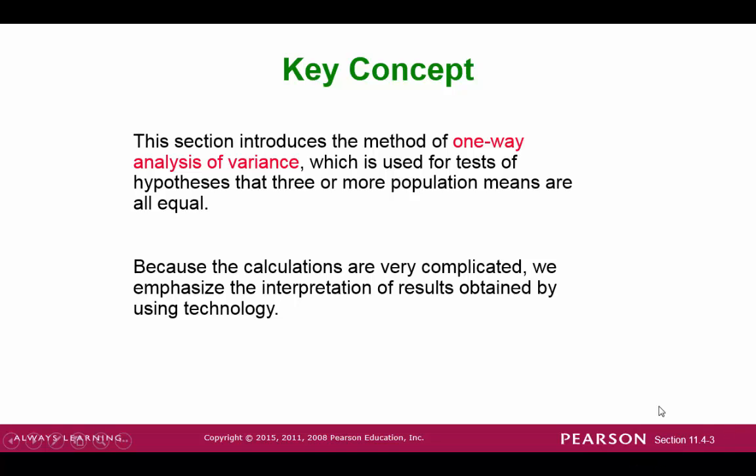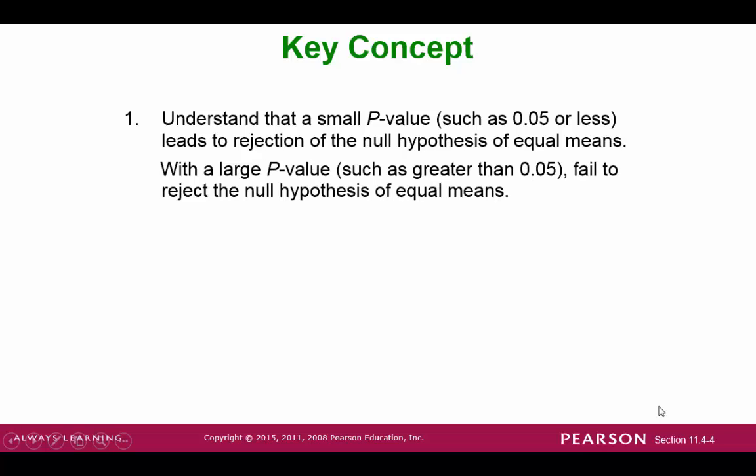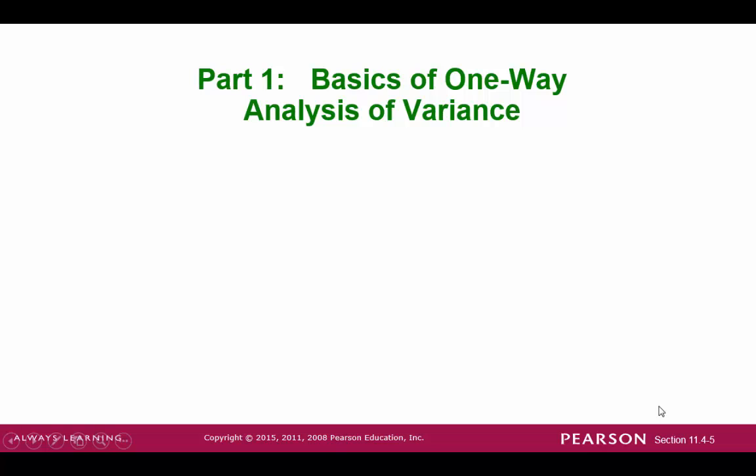The calculations here will require a distribution that we haven't seen before, and we're not going to go into too much detail for finding the test statistics and things like that. The idea is for us to just use technology to find the p-value and then come up with the same conclusions that we've had before about rejecting or failing to reject a null hypothesis. So we're just going to brush on this idea and then be able to do problems in this section. We're going to cover part 1 only, and that's the basics of one-way ANOVA.